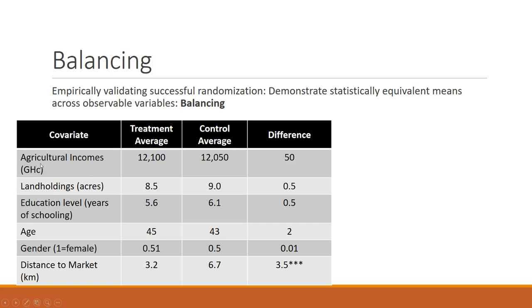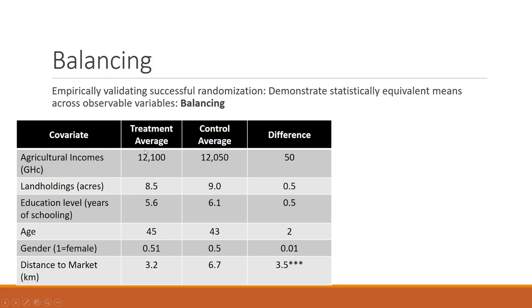Let's say we have information on all of our farmers. We have their agricultural incomes. Okay? We've randomly assigned half of them to the treatment group and half of them to the control. And now we're going to compare. What's the income for the treatment group and what's the income for the control group? What's the average income for the treatment group? What's the average income for the control group? All right, so we calculate it.